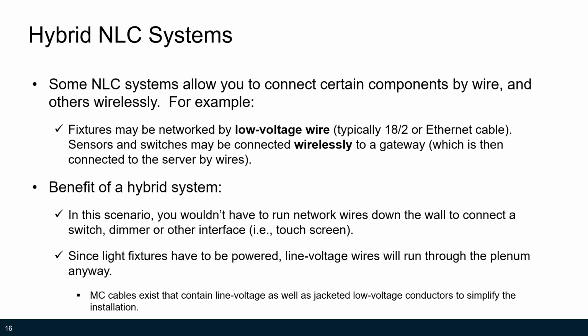So an example might be to connect the fixtures with the network via wires, because remember, you have to run power wires to the fixtures anyway, but you might decide to use wireless connections for the sensors and switches. So these sensors and switches are usually battery operated, and if they have radios in them, they can connect to a wireless gateway. Therefore, you won't have to run additional wire through the plenum or down the walls to connect sensors and switches. So that's an interesting benefit of systems that allow you to use a hybrid configuration.